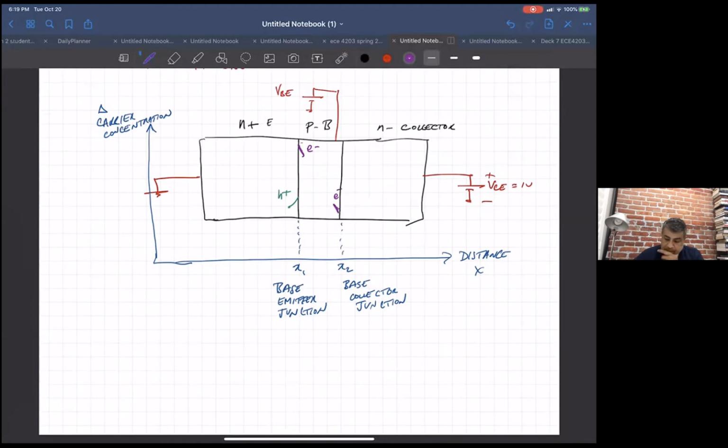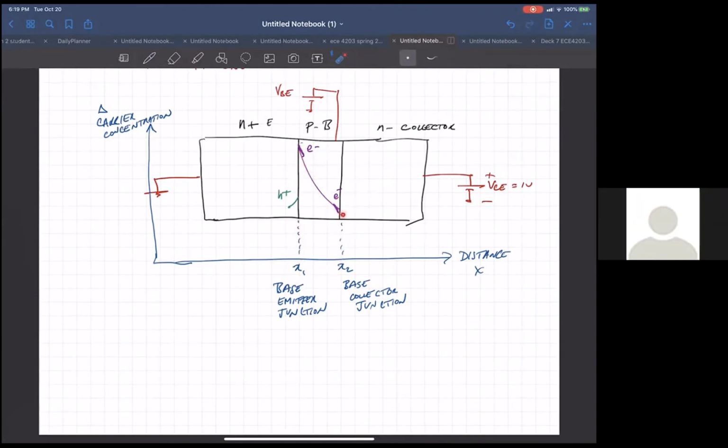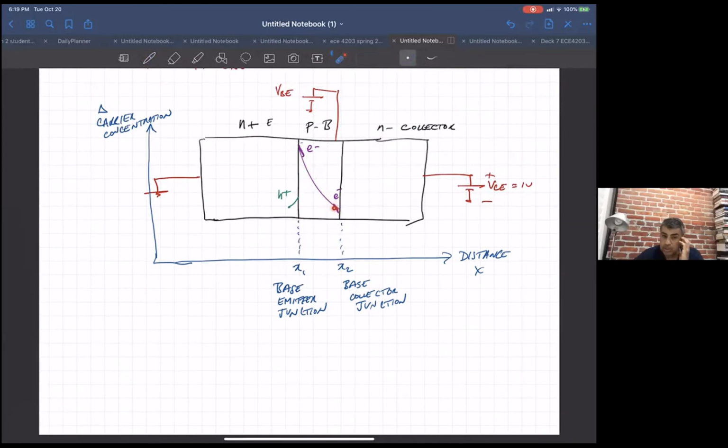Okay. So basically the way the electron concentration looks across the base is something like this. It's very high on this side, on the emitter side of the base, and very low on the collector side of the base. So we have this gradient, this change in the carrier concentration from x1 to x2. From x1 to x2, you have this change in electron concentration.